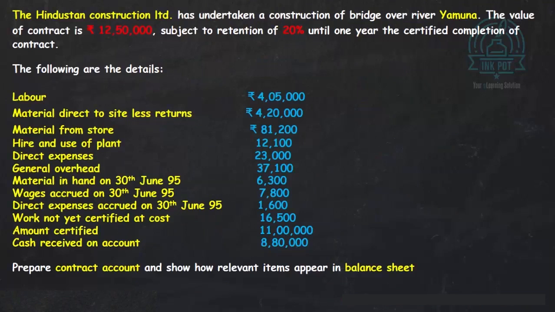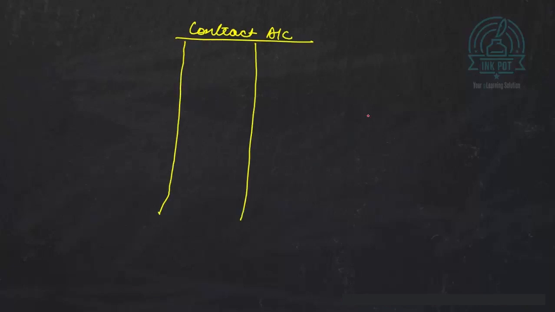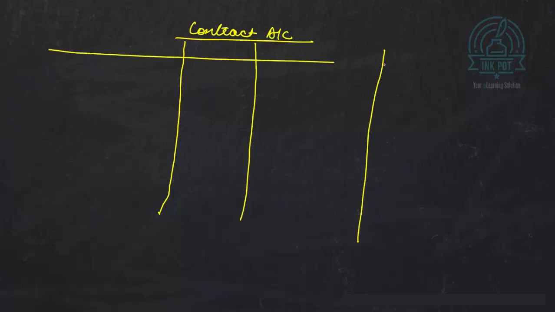Now the next question. So let's directly solve this question. We know the format now. Contract account in the books of whatever the name of the company is. This is the format.